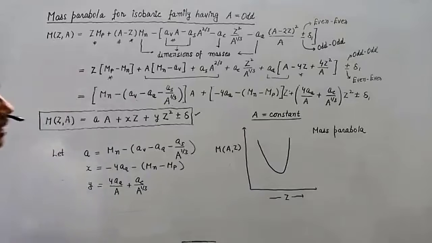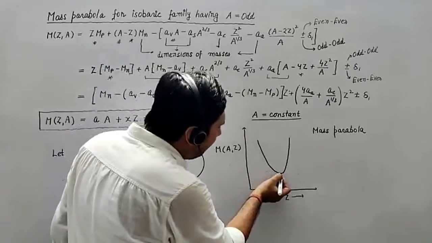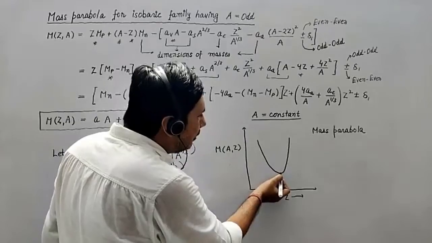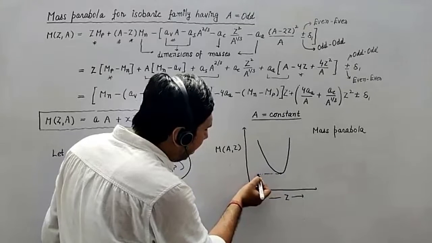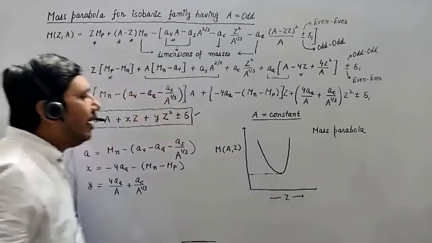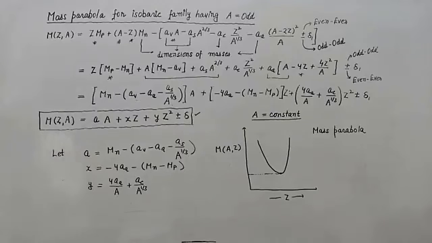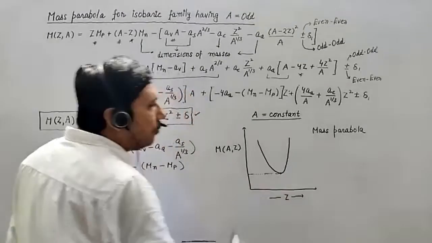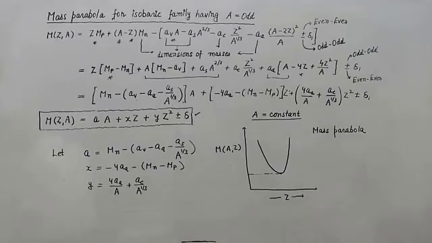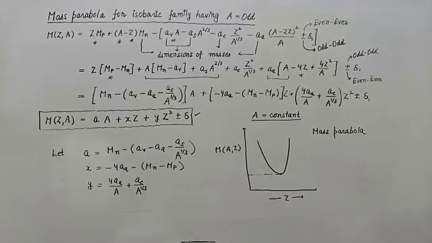Here in this parabola, we can observe one thing: the nuclei representing the lowest point of this parabola will have the lowest mass. The nuclei present at the lowest point of the parabola will have the lowest mass in this isobaric family.